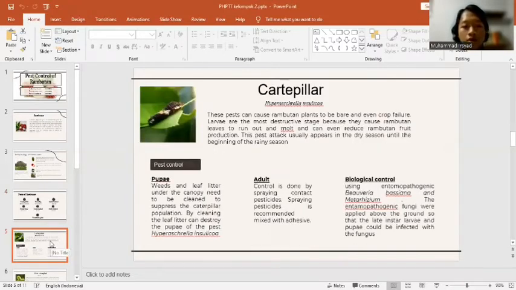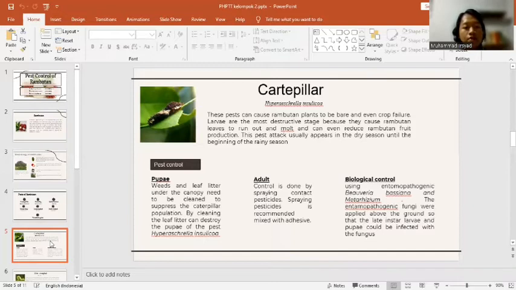Caterpillar. This pest can cause rambutan plants to be bare and even crop failure. Larvae are the most destructive stage because they cause rambutan leaves to run out and mold, and can even reduce rambutan fruit production. This pest attack usually appears in the dry season until the beginning of the rainy season.